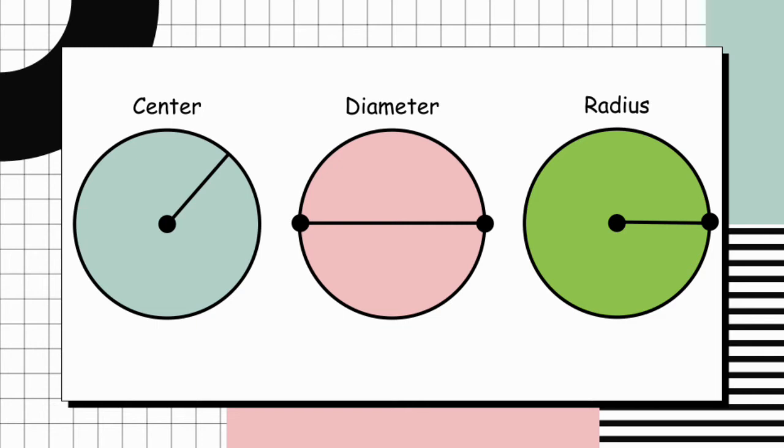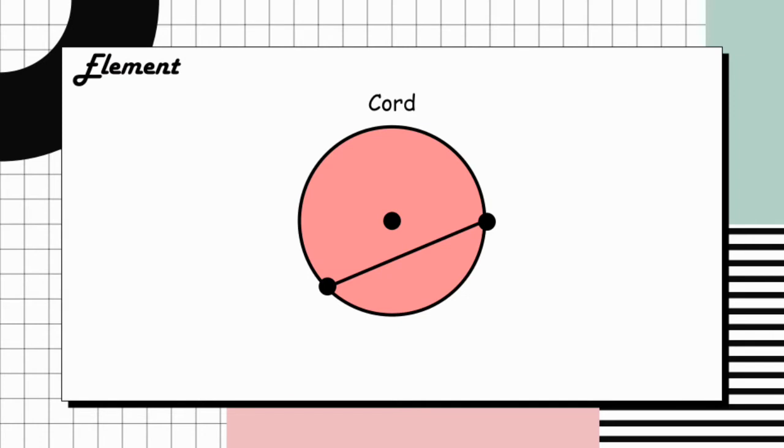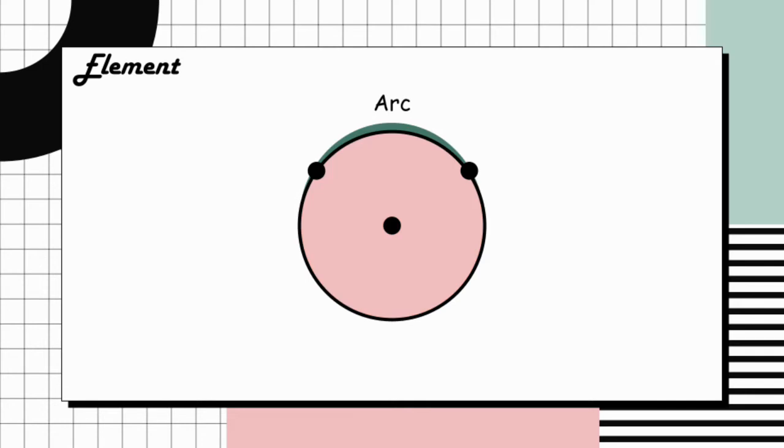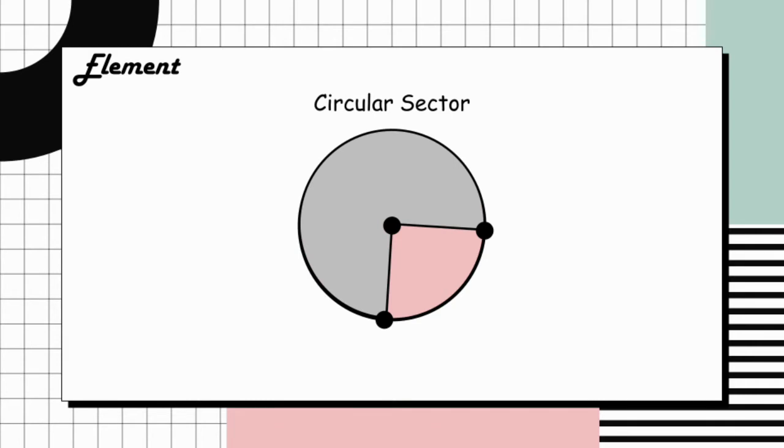But there are another three elements we should learn about. The chord is a line between two points on the circumference which does not go through the center. The arc is a part of the circumference which is in between two points. And the circular sector is a proportion of the circle which lies in between two radiuses and the arc. It looks like a slice of birthday cake, doesn't it?